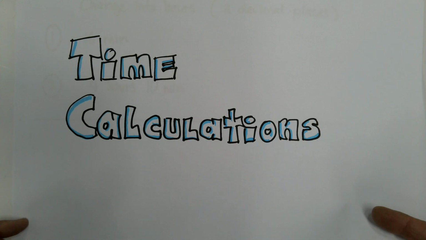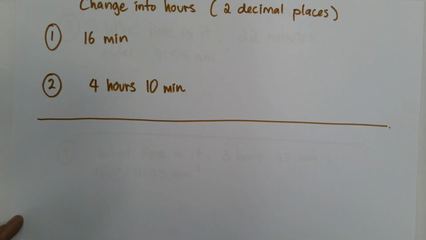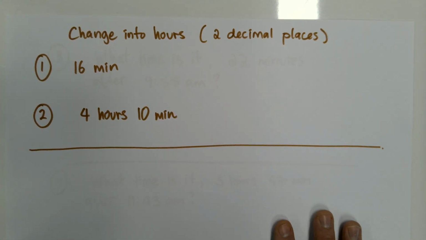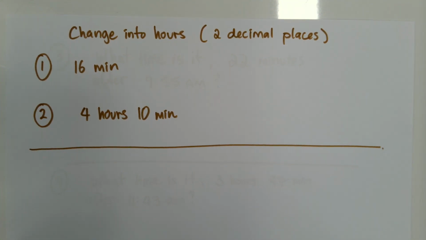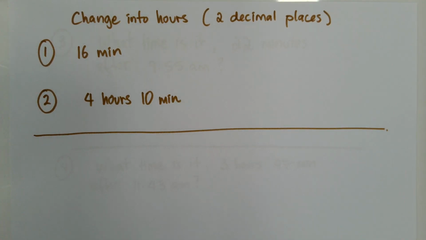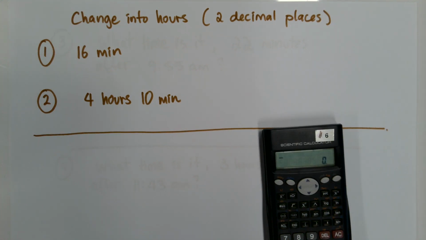Okay, now you won't need to show setting out in your assignment for this stuff, but it's definitely something that will need to be done in the background. Okay, so first of all, you've got a certain amount of time, like 16 minutes or 4 hours and 10 minutes, and we want to change it into a whole number of hours, or just hours, to 2 decimal places, because that's how you're going to be doing your calculations.